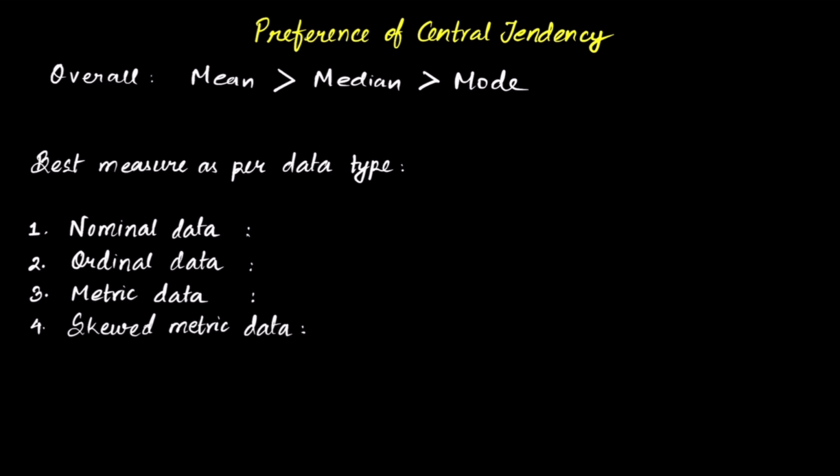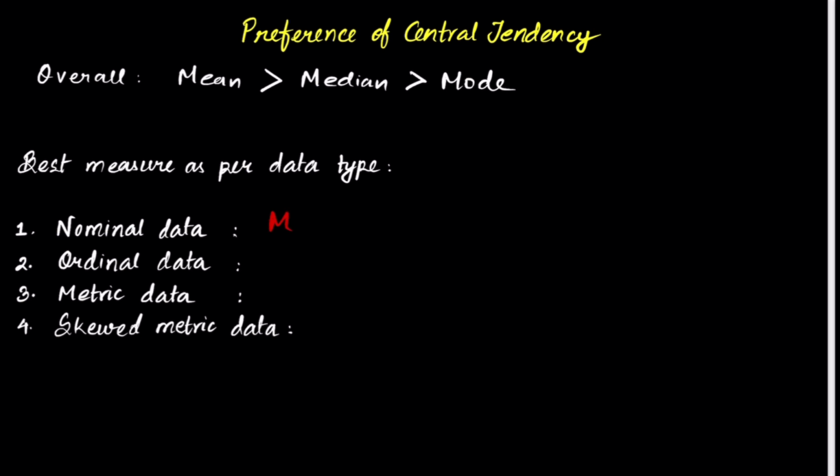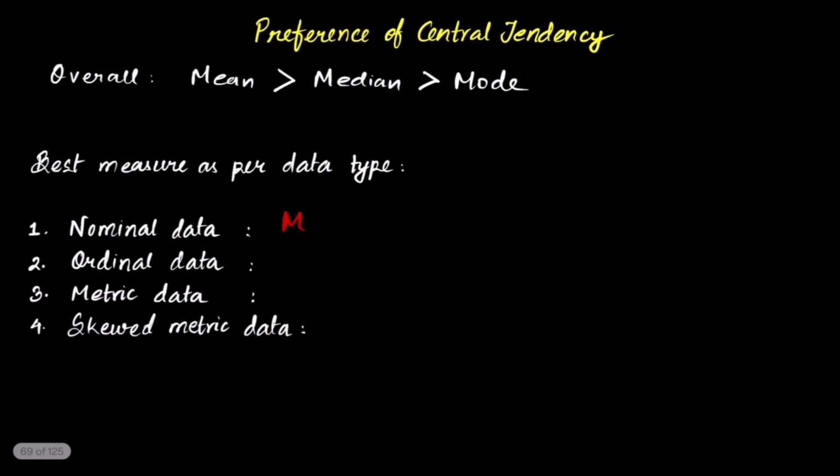Nominal contains names. For example, blood groups. Let's say you find out the blood groups of 100 people. Now, you can't measure the mean of blood groups. You can't measure the median of blood groups. But what you can find is the blood group that is the majority among them, or which blood group is most seen. And that is what we call mode. So mode is the preferred central tendency for nominal data.